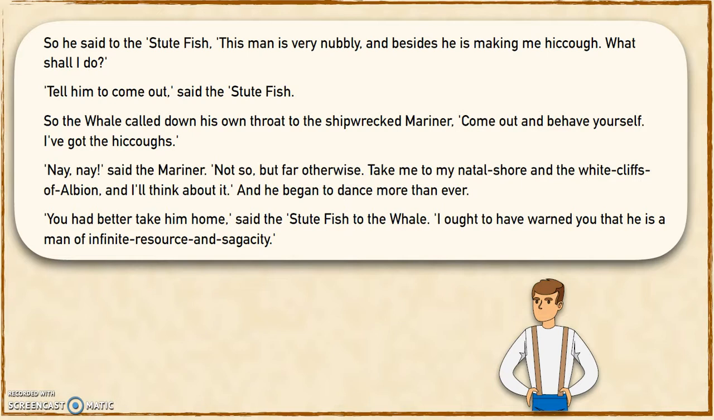So he said to the 'Stute Fish, "This man is very nubbly, and besides he makes me hiccough. What shall I do?" "Tell him to come out," said the 'Stute Fish. So the whale called down his own throat to the shipwrecked mariner. "Come out and behave yourself. I've got the hiccoughs." "Nay, nay," said the mariner, "not so, but far otherwise. Take me to my natal shore and the white cliffs of Albion, and I'll think about it." And he began to dance more than ever. "You'd better take him home," said the 'Stute Fish to the whale. "I ought to have warned you, but he is a man of infinite resource and sagacity."